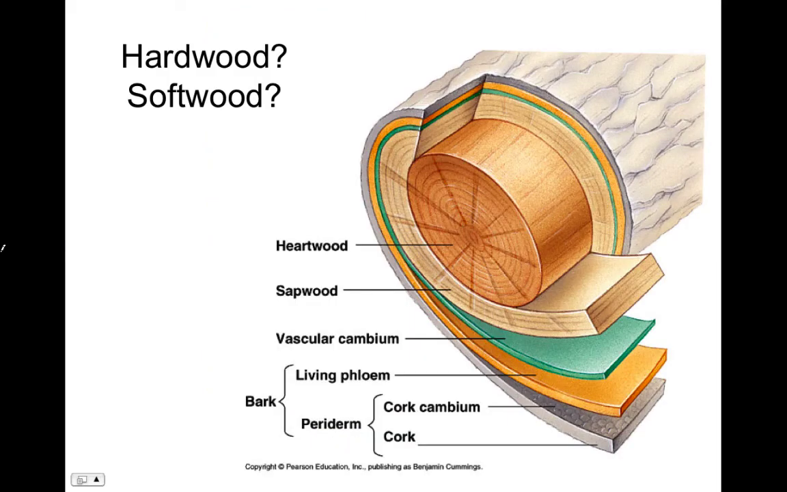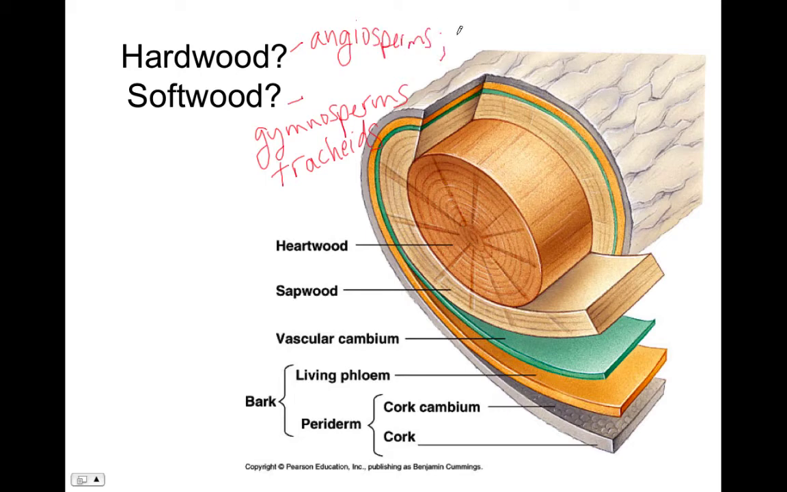So what about hardwood or softwood? If you've ever gone furniture shopping, these are some of the choices that you're going to have. Essentially, softwood is going to refer to gymnosperms. So this would include pine or spruce, and it's considered softwood because it has tracheids but no vessel elements. Hardwood, on the other hand, is the wood found in woody angiosperms, and it is composed of both tracheids and vessel elements.